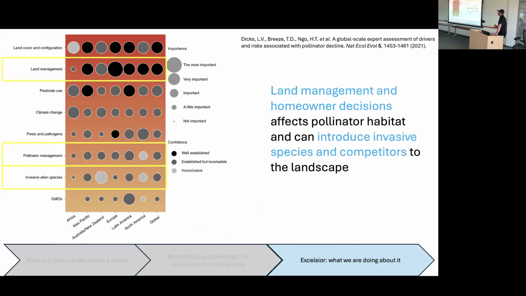Okay, a lot of brain dumping. But anyway, these are the main areas we focused on. Land management and homeowner decisions ultimately affect pollinator habitat. It can result in the introduction of non-native plants and non-native bees, which directly affect the foraging preferences and behaviors of the native bees in our ecosystems. We need to think about this more.